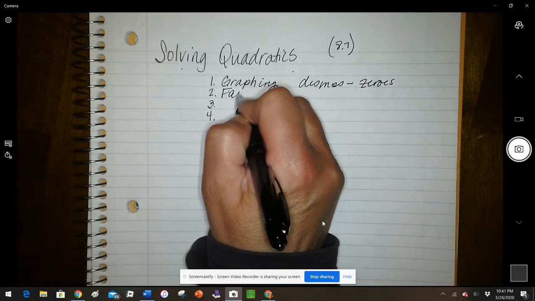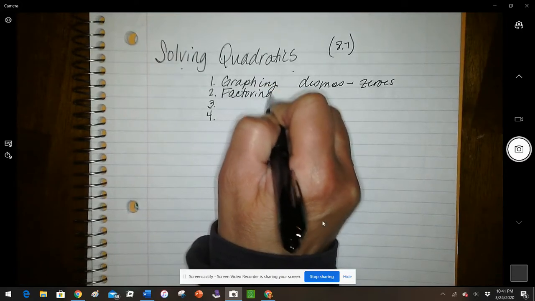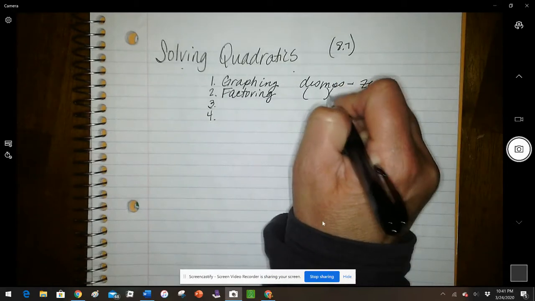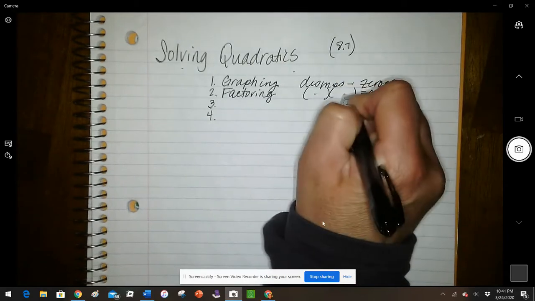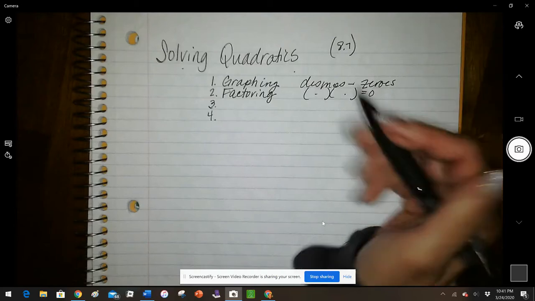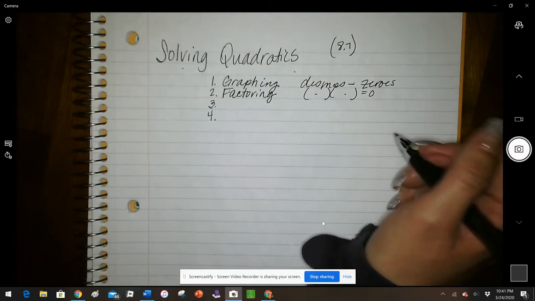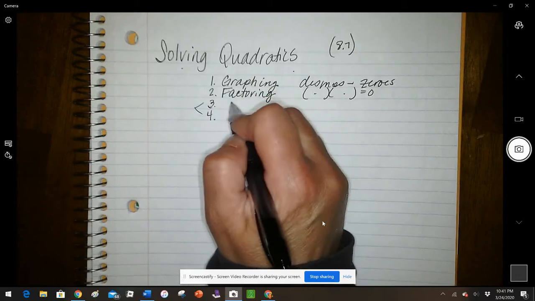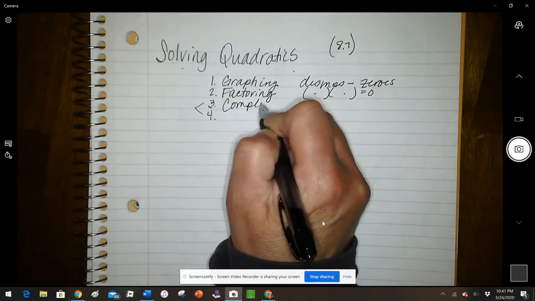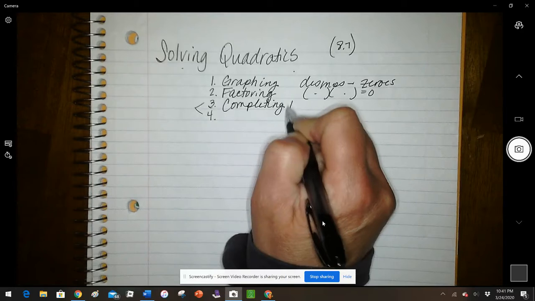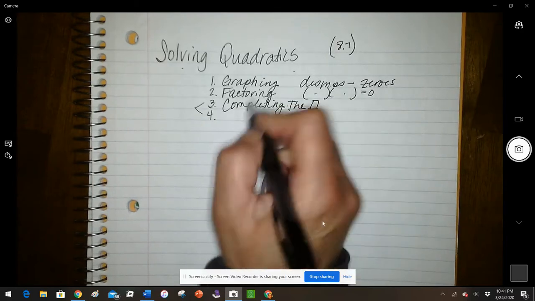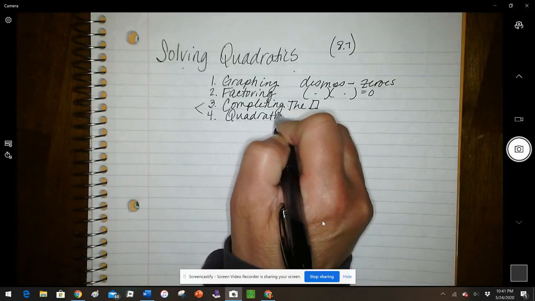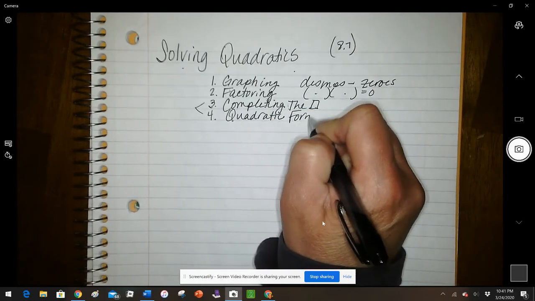Yesterday, you should have worked on factoring. And so you reviewed how to factor and then setting each of those parentheses equal to zero and figuring out what the zeros are that way. Okay, there are two more methods. One of them is called completing the square, and we're actually going to do that one tomorrow. And then the fourth one is called the quadratic formula. And we're going to do that next week.